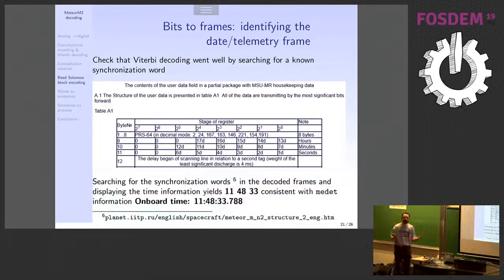And this is one of these inspiring moments where it works. You find this sentence in all your bits, and if you decode the following bytes, hours, minutes, seconds, you find that the information was collected at 11 o'clock, 48 minutes, 33 seconds, which is indeed the output of the Meteor decoder provided as a reference. So you see here that we have indeed properly decoded the Viterbi and Reed-Solomon, or actually in this part I skip Reed-Solomon, but we have understood Viterbi because we can find the telemetry sentence and we can decode proper information.